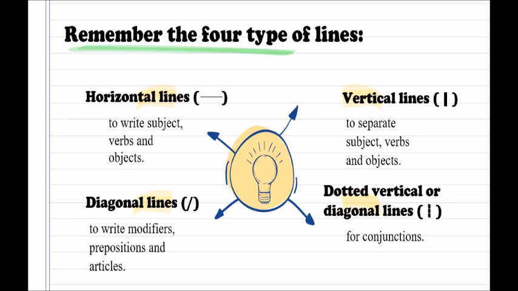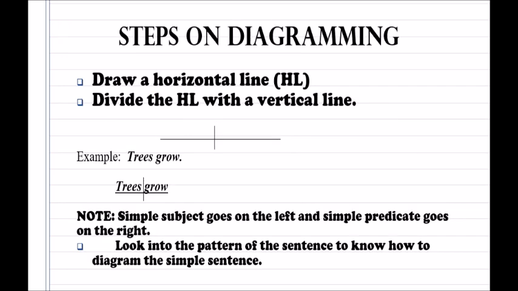Now, these are the steps on diagramming. You have to draw a horizontal line and divide the horizontal line with a vertical line. For example, this one. Let's try to diagram this simple sentence. Trees grow.